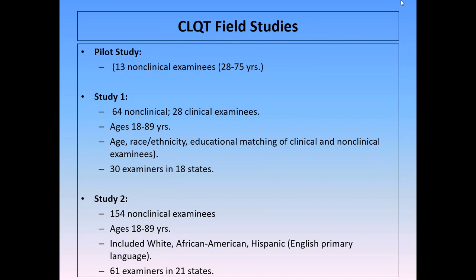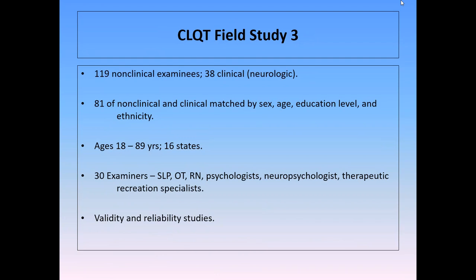The sample included white, African-American, and Hispanic people who were now primarily speaking English as a language, and 61 examiners, this time in 21 states. Okay, the third study, 119 non-clinical examinees and 38 neurologic individuals, or people with neurologic conditions. And 81 of the non-clinical and clinicals were matched by sex, age, education level, and ethnicity. And so that time we had 16 states, 30 examiners, and you'll see speech-language pathologists, occupational therapists, RNs, psychologists, neuropsychologists, therapeutic recreation specialists. And at that point, we did validity and reliability studies.